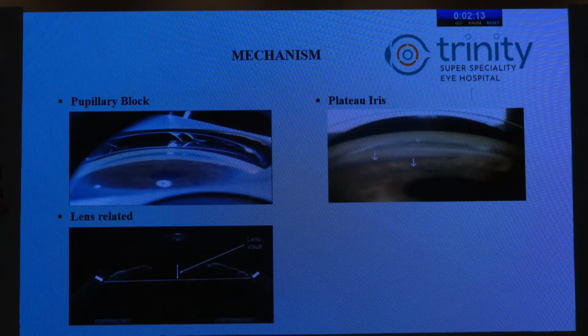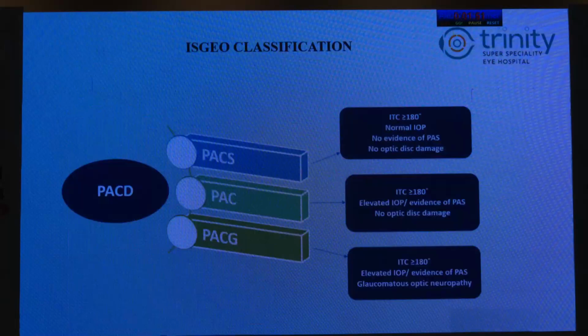Now there are basically three mechanisms. One is the pupillary block, which conventionally we know. Second is the lens related. So it is always preferable to check the size of the lens in cases with significant cataract, because sometimes a high lens vault can also predispose to angle closure. Third one is the plateau iris, where you can see a double hump sign, which is classical on gonioscopy. One hump is due to the anteriorly positioned ciliary body, and the second one by the equator of the lens.